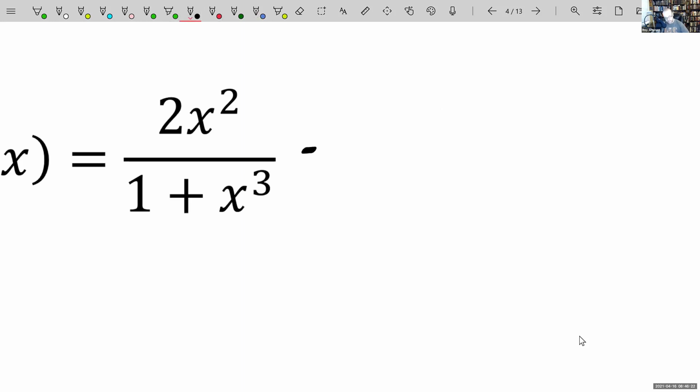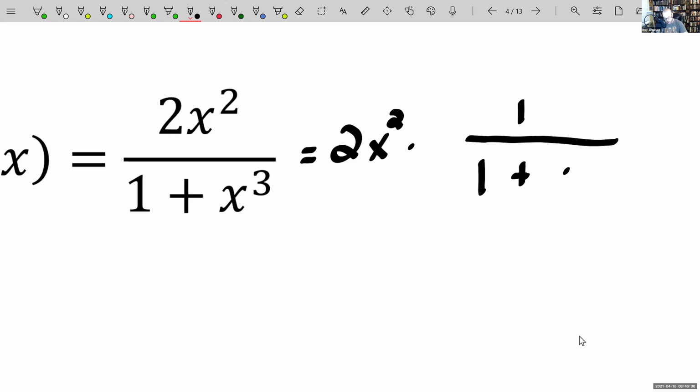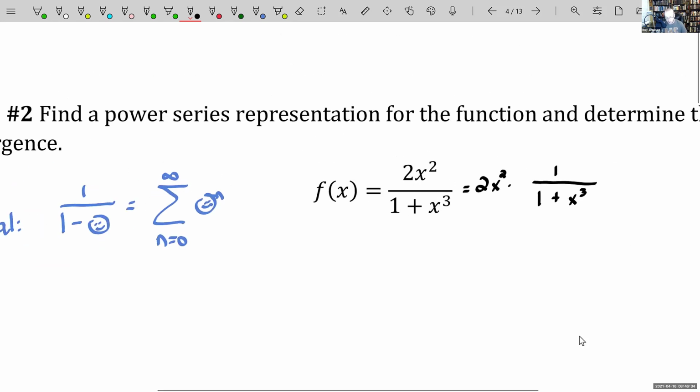So for example, I would like that fraction to be a 1 over. So let me factor off a 2x squared. That's pretty darn close to 1 over 1 minus. But it's not 1 over 1 minus, it's 1 over 1 plus. So I can rewrite that as 1 over 1 minus a negative. So I'll do that.